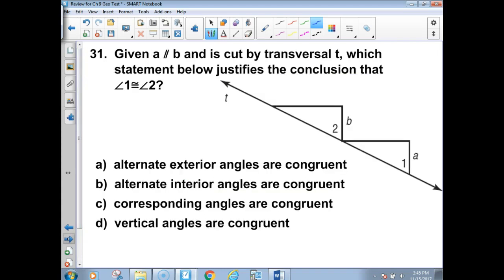Anyway. Number 31, it says, given that A is parallel to B, I'm going to highlight that. A parallel to B, those are the lines that are parallel. And then they're calling the line T the transversal. It says, what statement below justifies the conclusion that angle 1 would be congruent to angle 2, that those are equal? What kind of angles would 1 and 2 be? Corresponding, yep. So it would be that corresponding angles are congruent if the lines are parallel.